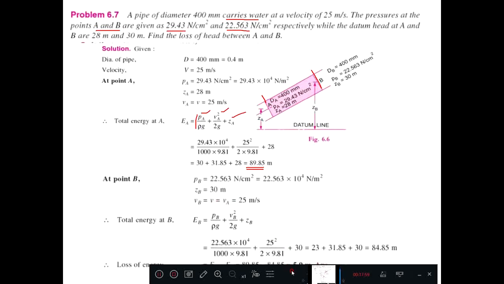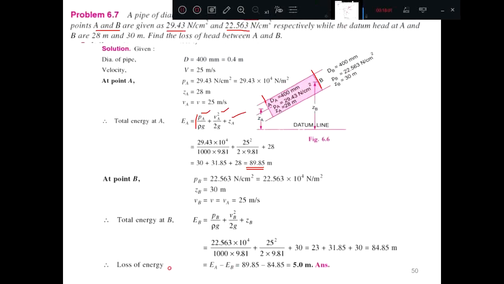Similarly at point B, that is energy at B, you again take pressure energy, kinetic energy, and potential energy, and add them, so we get the energy at B. Then the loss, that is HL, we get. Here the energy at A is not equal to the energy at B, because we are applying Bernoulli's equation for real fluids. So we have to compare the energy at A and the energy at B.